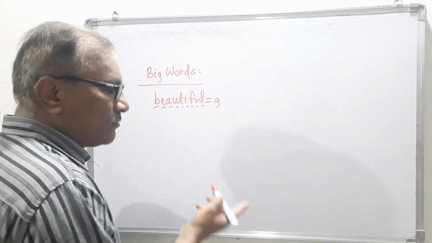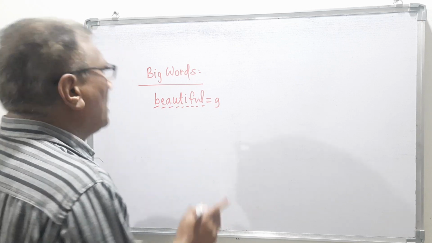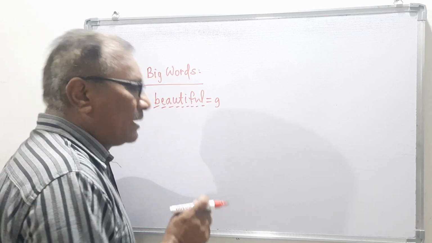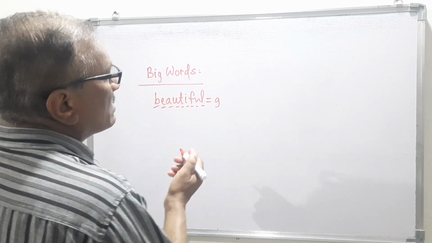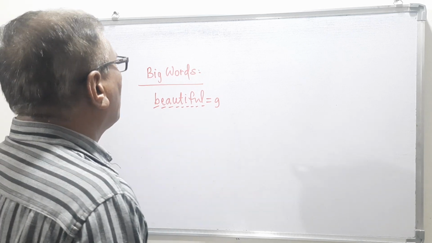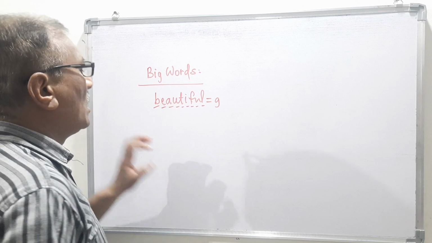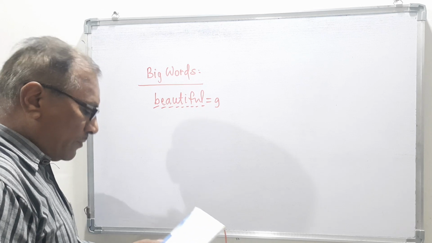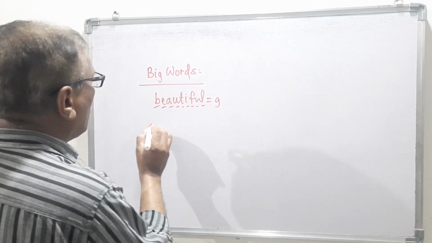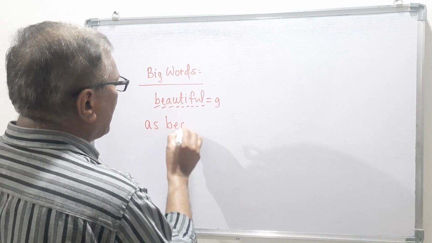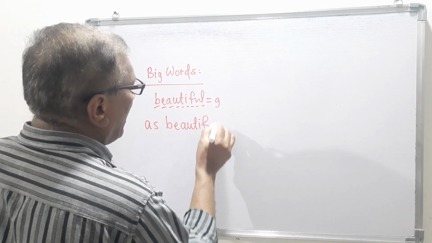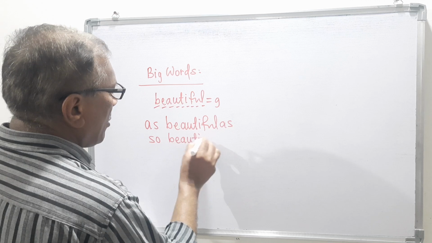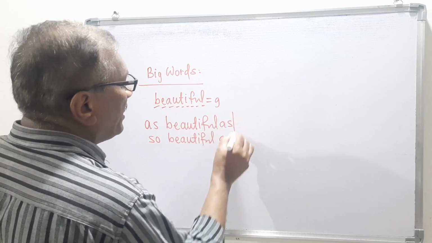Big words means what? What are the big words? If there are more than 6 alphabets, then those words are called the big words, and such adjectives or such adverbs are used for making the comparative forms. So remember we have taken beautiful. So as beautiful as, and so beautiful as. This is the PD. Remember.